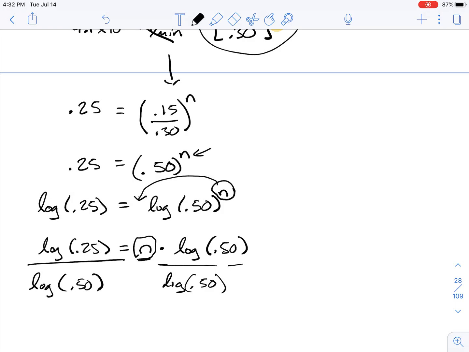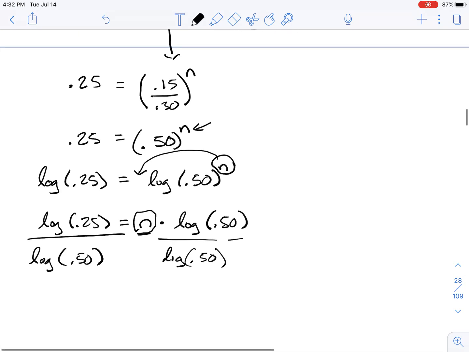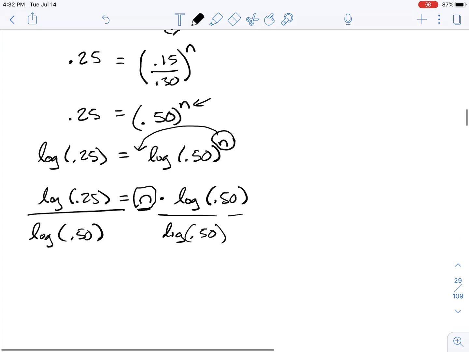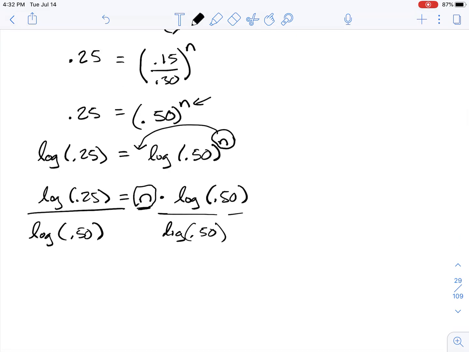When you're putting this in the calculator, you put log of 0.25, parentheses, and then press enter, and that's going to give us negative 0.60, and then you divide that by whatever the log is of 0.5. When you put this in your calculator, the value for n is equal to 2.